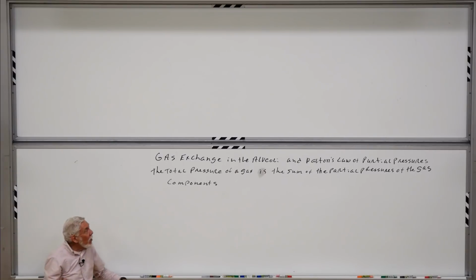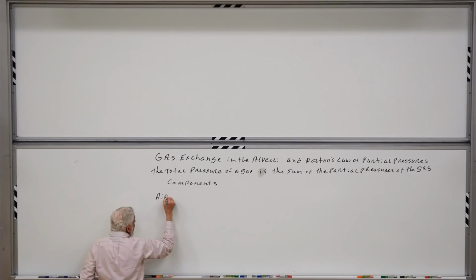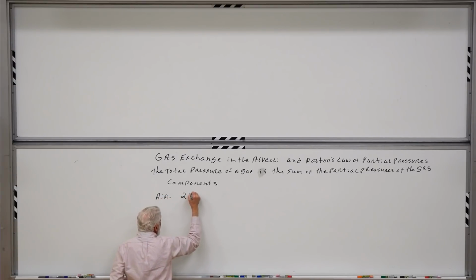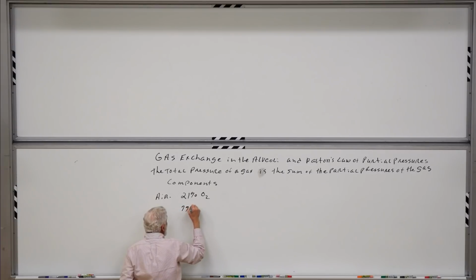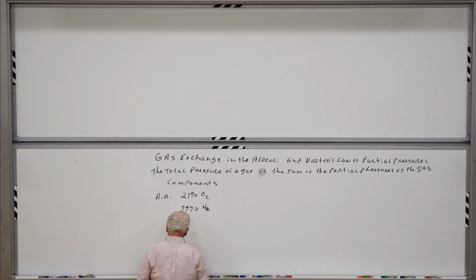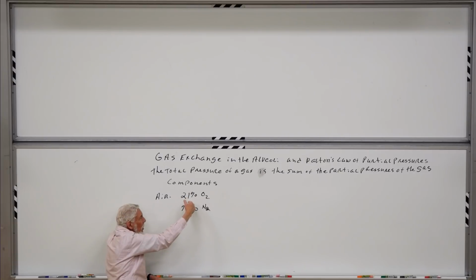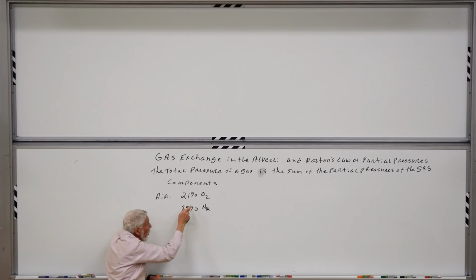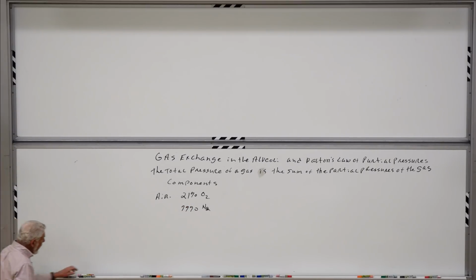If you think about the air around us, the air that we live in all of the time, we find that air is 21% oxygen, and it's 79% nitrogen. Now, if you drill down into this, you have trace amounts of water vapor, you have trace amounts of argon, but by and large, air around us is 21% oxygen, 79% nitrogen.